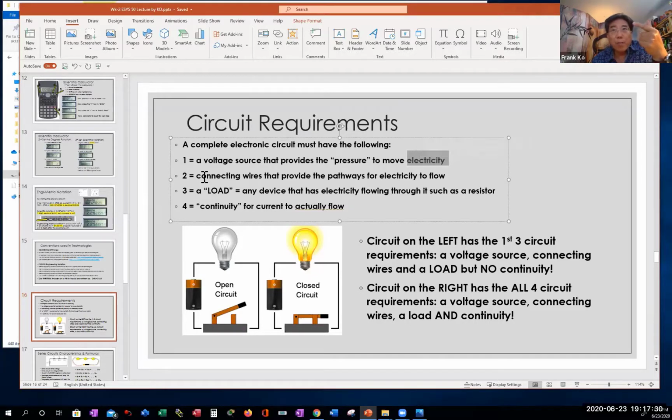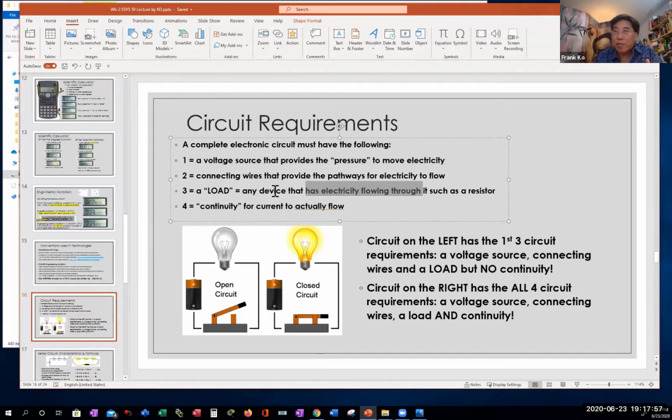Next thing for circuit requirements, you have to have connecting wires. If you don't have connecting wires, you don't have the pathways for the electricity to flow. So you need a voltage source and you need connecting wires. That's two. The third thing for a practical circuit is something called a load. L-O-A-D, load. What is a load? A load is any device that has electricity flowing through it.